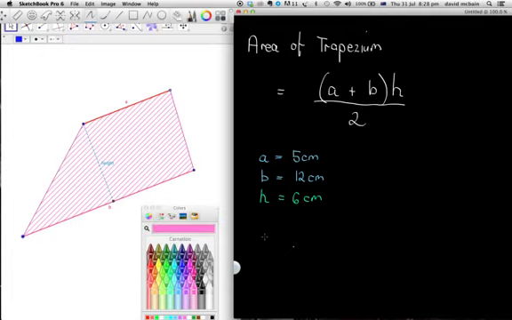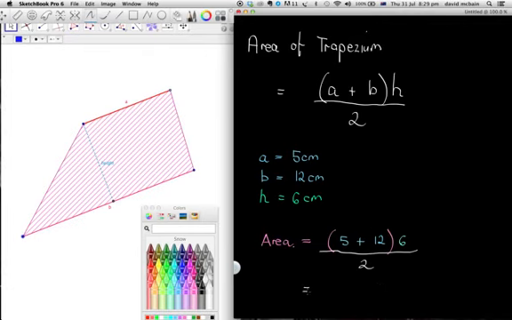And let's go ahead and do that. So the area of this trapezium is going to be A plus B, so that's 5 plus 12. Then we're going to multiply that by H, which in this case is 6, so times 6, and then we're going to divide that answer by 2. Notice in algebra we do not need to write the times sign. Notice that this bracket is being multiplied by 6, and then all of this is being divided by 2.